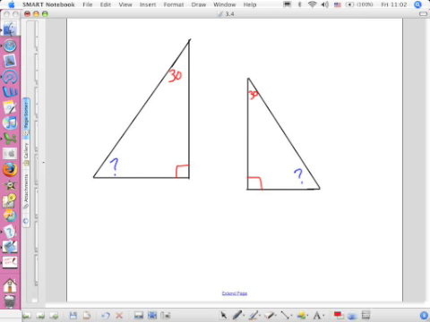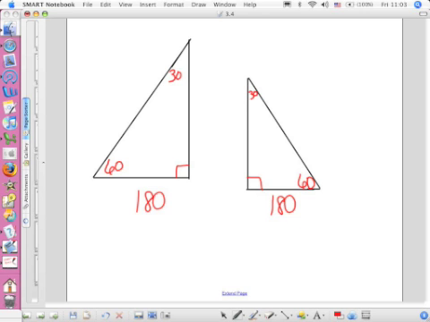Because the sum of these 3 angles has to be 180, and the sum of these 3 angles has to be 180, and in both cases I've already accounted for 120 of that 180. So the others are 60. So we've got a 60-degree angle here and a 60-degree angle here. So that's what the corollary says. If 2 angles of one triangle are congruent to 2 angles of another, then you automatically know that the third angles are also congruent. Okay?